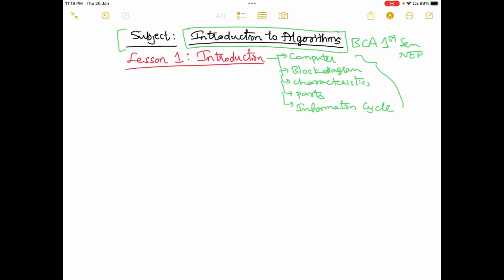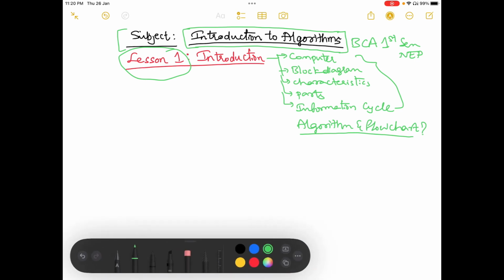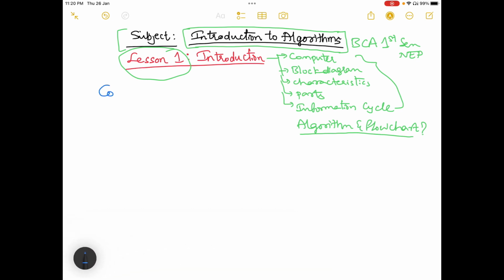After completing all these concepts, we will start with the algorithm and flowchart introduction. What is meant by algorithm and what is meant by flowchart, and we will also try to write a few algorithms and flowcharts for a few examples. So all these things will be covered in this first lesson. Okay, so let's start the lesson with the basic definition of what is a computer.